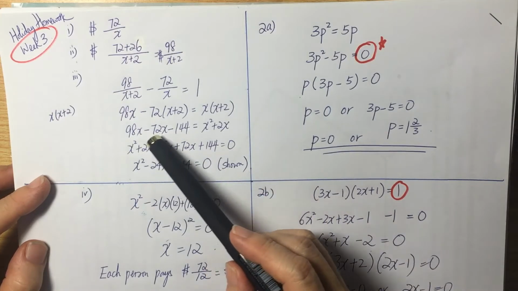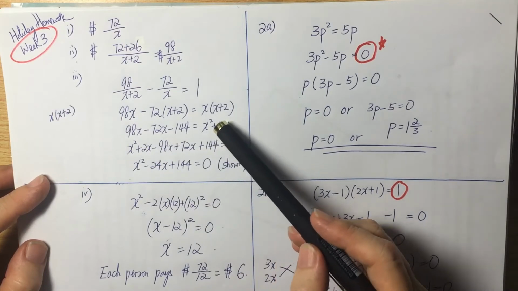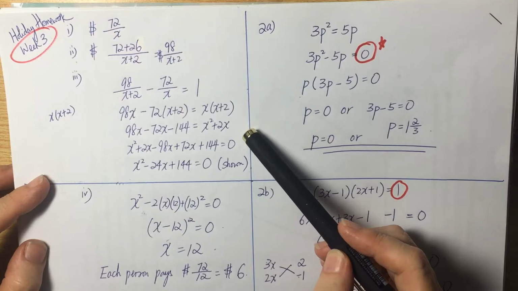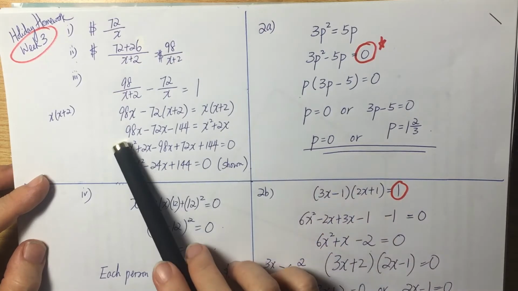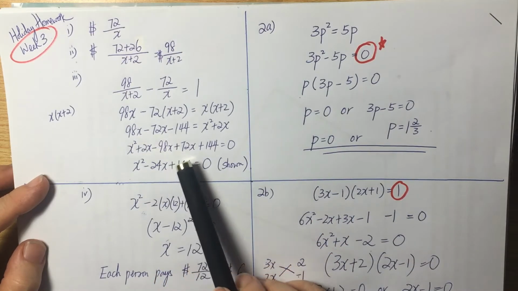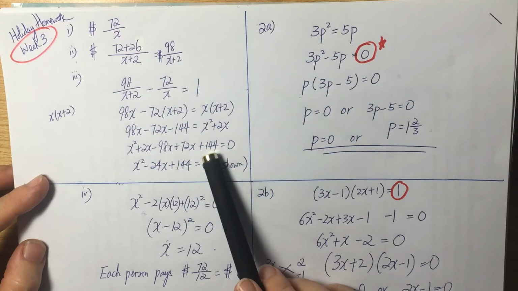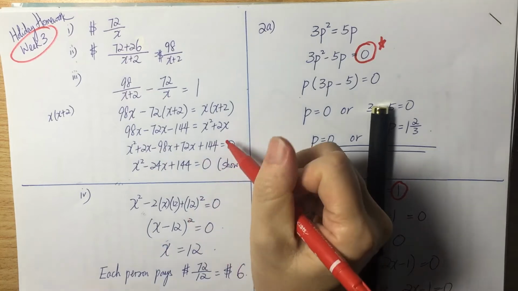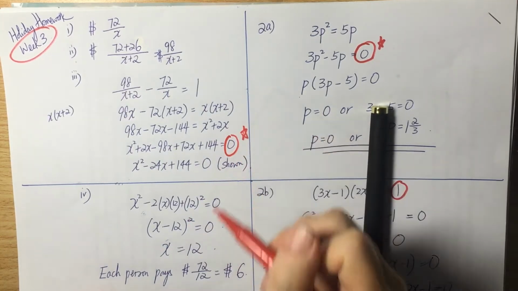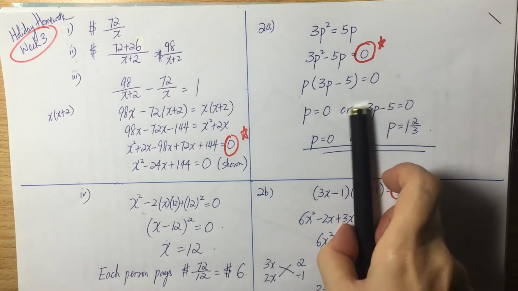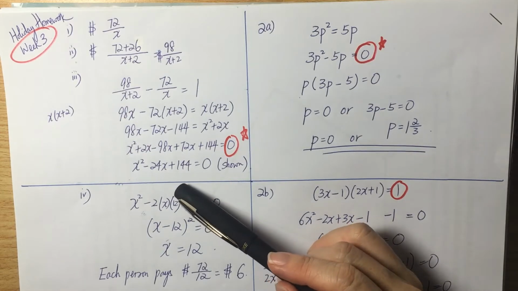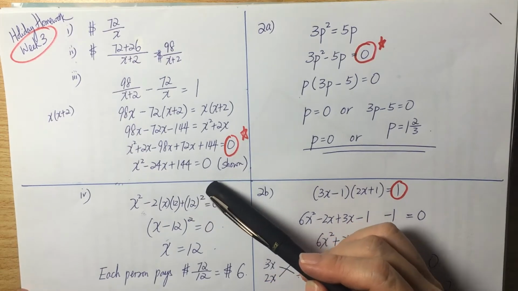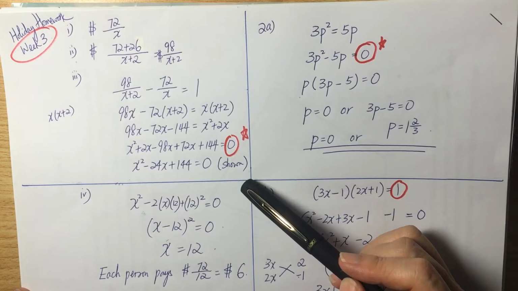So with all these terms, you rearrange. This is the only x squared term, and then there's 2x, there's 98x, there's 72x. You rearrange all of them and put them on one side, with the other side equal to 0. Rearranging, you get x squared minus 24x plus 144 equals 0. This is what you're supposed to show.